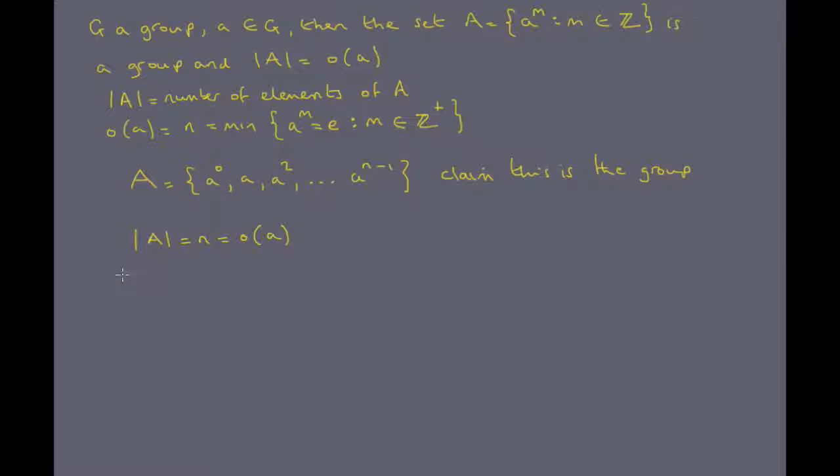We can take this one step further and say that sometimes the group A will be equal to the whole group G, and if this is the case, we say that G is a cyclic group generated by little a, and we can write this as follows: G equals triangular brackets little a, the cyclic group generated by a.